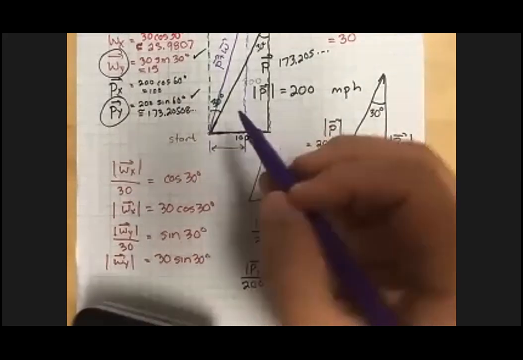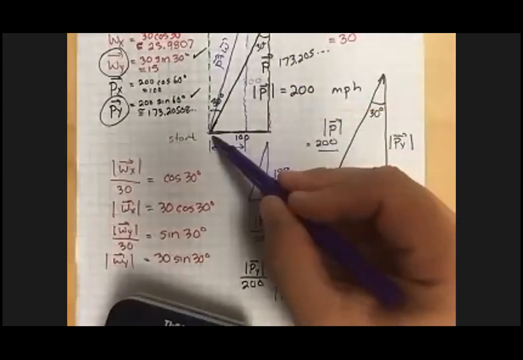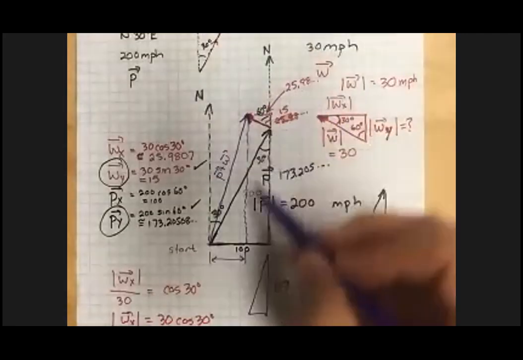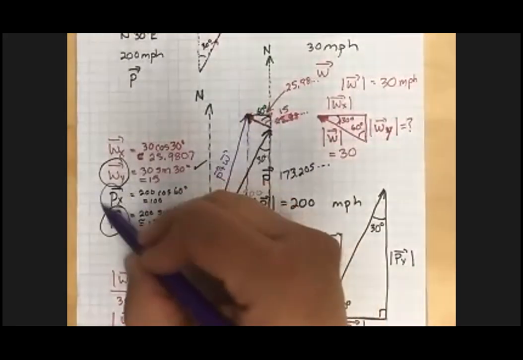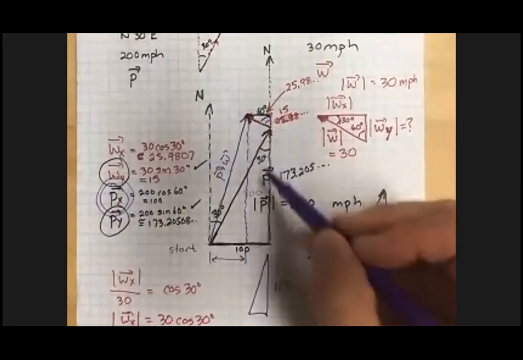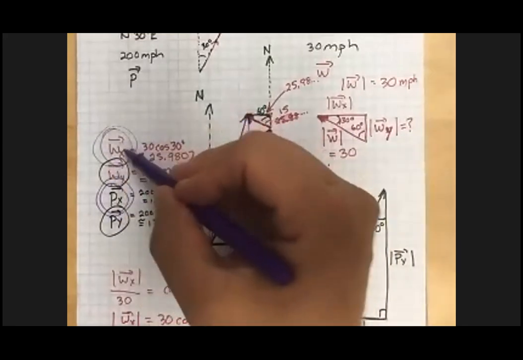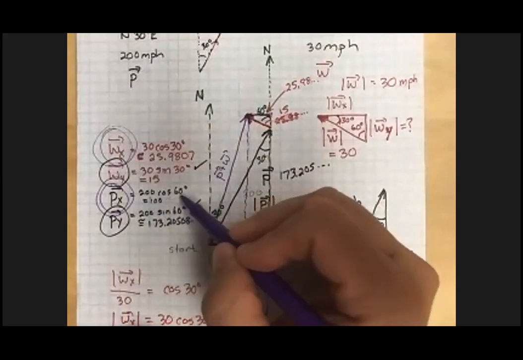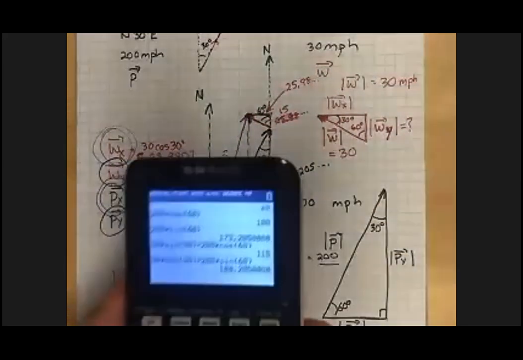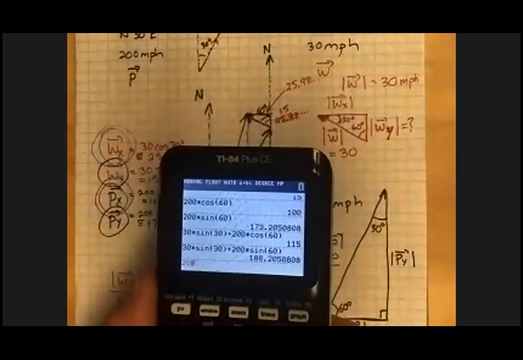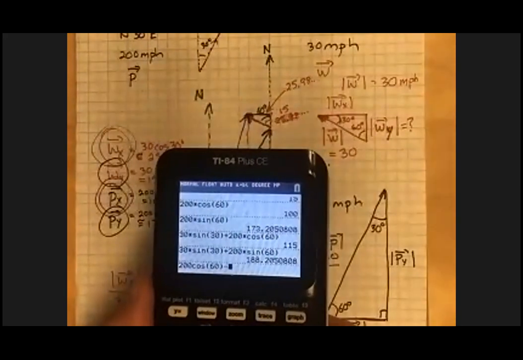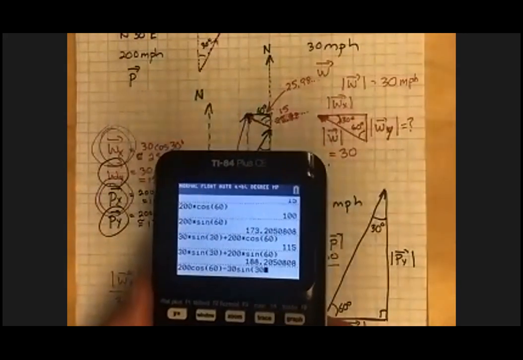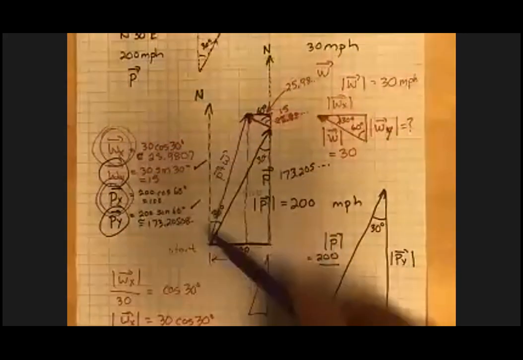Now let's go for the horizontal component, which will be 100 minus the 25.98. This length minus this length. And this length is the px. And this length right here was the wx, the horizontal component of wind. So let me take 200 cos 60 minus 30 sine 30. I could type it in. 200 cos 60 minus 30 sine 30.